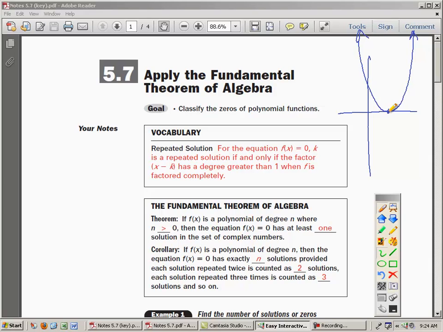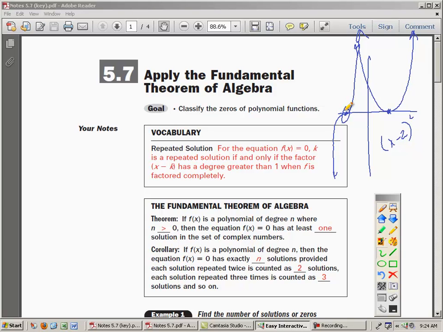So when they came down and they just touched the x-axis like that, this would be a repeated solution situation. This probably factors to something like x minus 2 squared, where this factor in the quadratic has a repeated solution here at positive 2. We can have other things, like a cubic that comes in and has a flat spot right here and then goes up, where it has one solution. But again, it's a repeated solution.